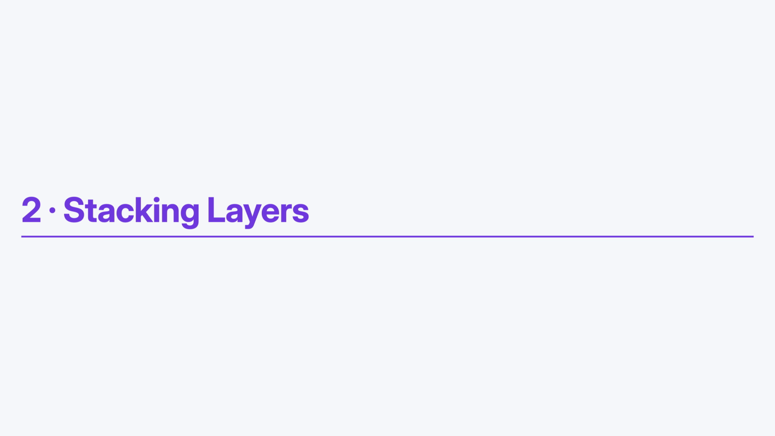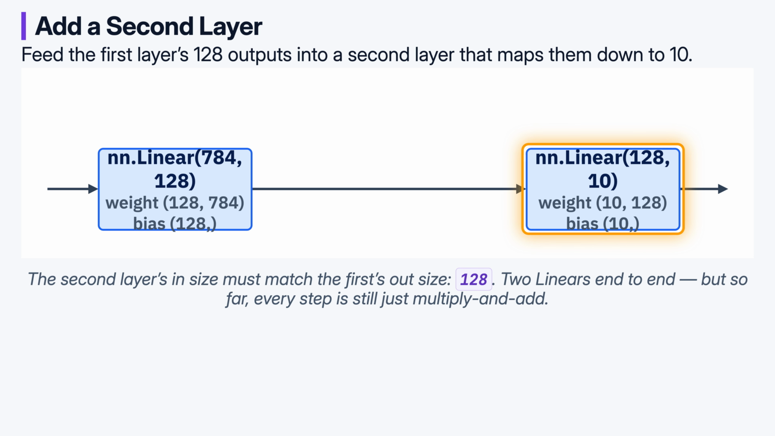Now the second part. We stack layers and drop a nonlinearity between them. Add a second layer, nn.Linear, 128 in, 10 out. It takes the first layer's outputs down to 10 numbers. The 2 layers join here. The out of the first must match the in of the second, 128.